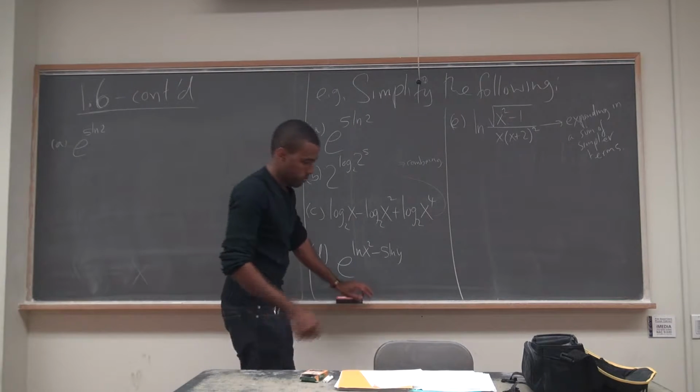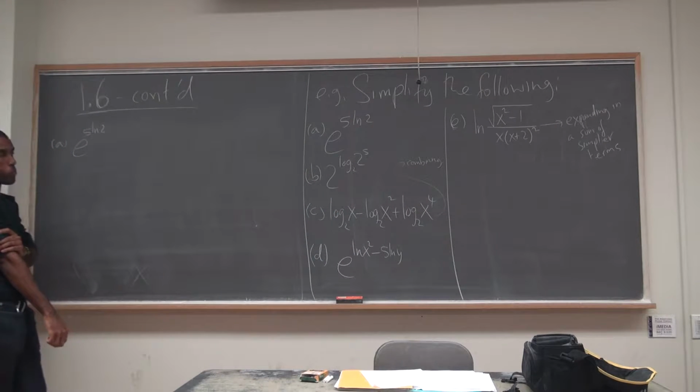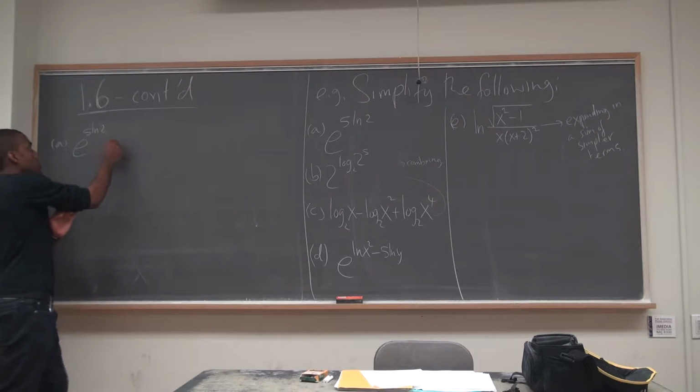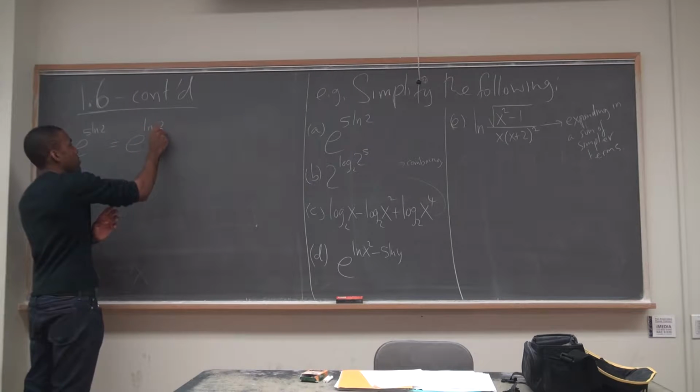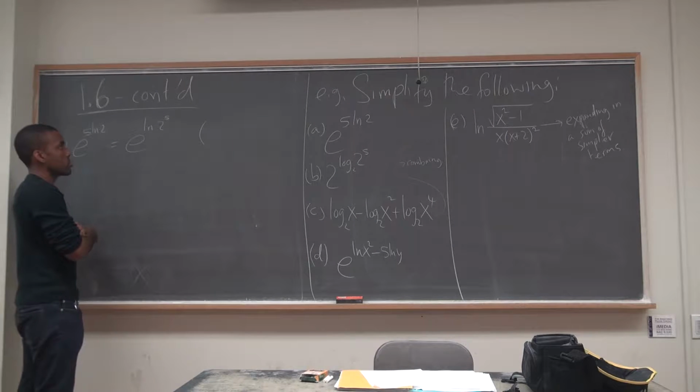Okay, let's start with a. e to the 5 ln 2, simplify. So 2 to the 5th. How'd you get that? Since you can put the 5 on top and then ln and e cancel. Right, so you can put that 5 up here. How do you know that? Because that's like a rule.